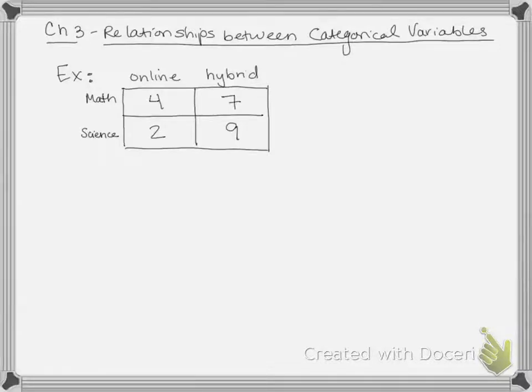Okay, so here we are in chapter 3, which is about relationships between categorical variables. We begin with this example that I've got here, where we've asked two questions at the same time. Two questions are being asked, and both are categorical, just so we're clear on what's going on here.